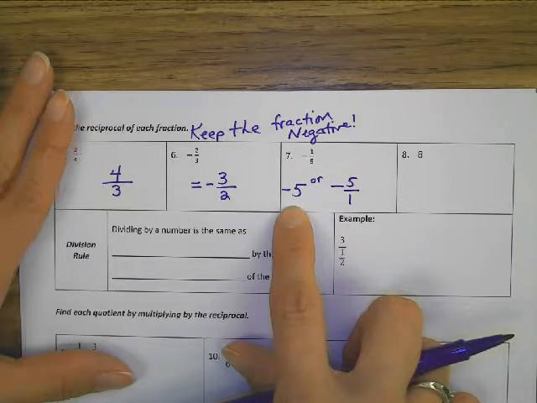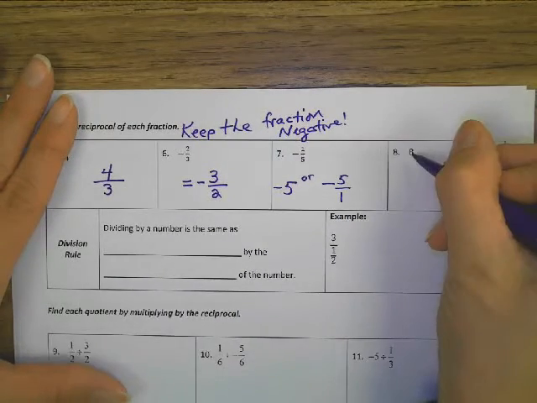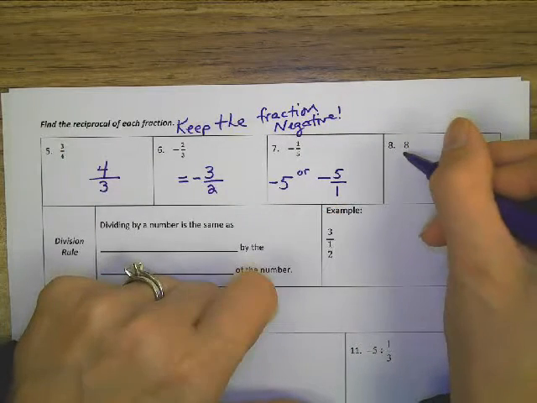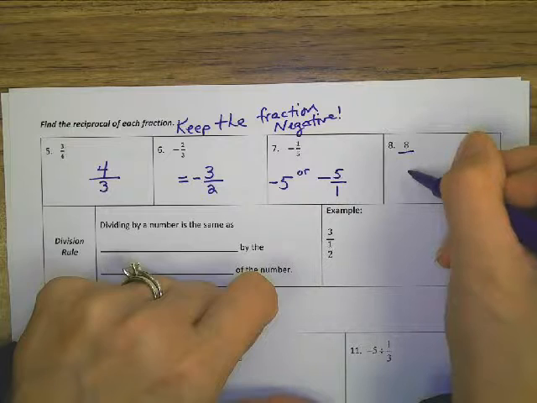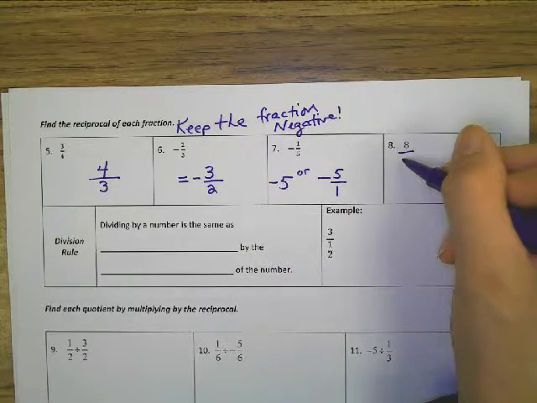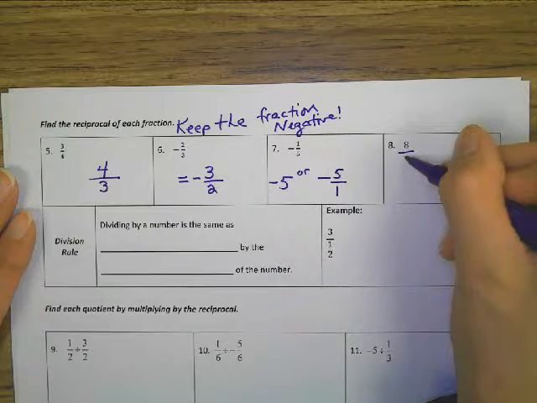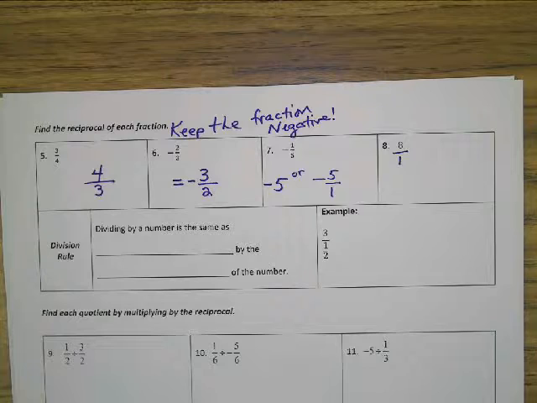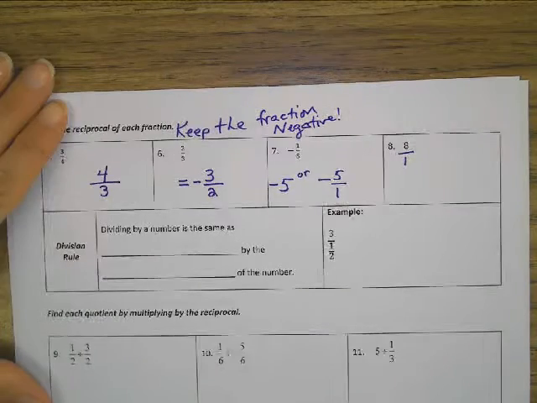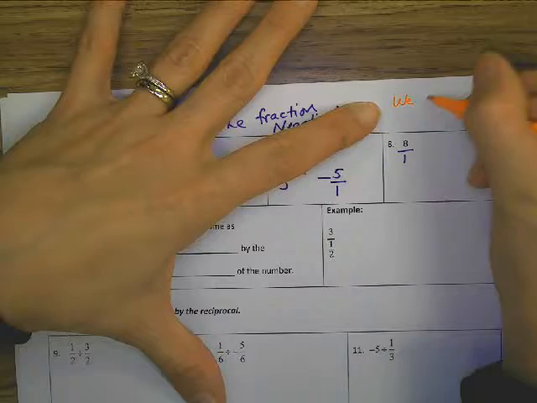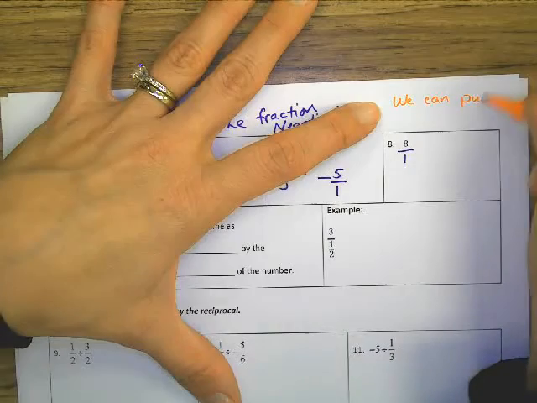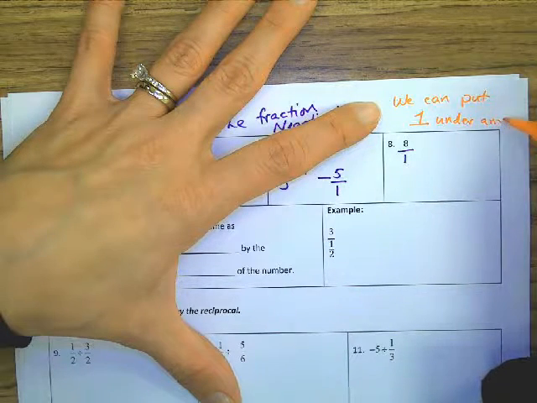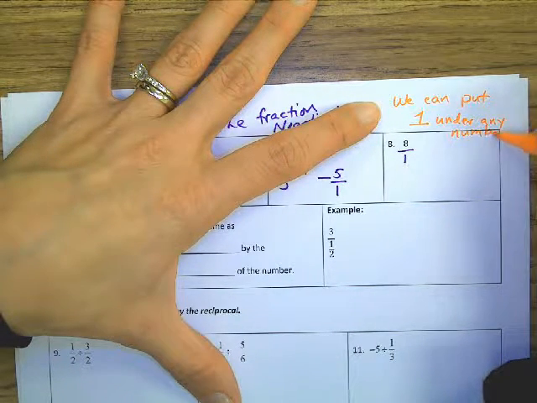We're going to use this trick over here. I need to put 8 over a number that makes it still be an 8. Can I put a 2? No. Okay, you could put a 1. So if there is no denominator, you are allowed to put a 1. We can put 1 under any number, and it doesn't change the number. If you need to see a denominator, you're allowed to put the number 1.